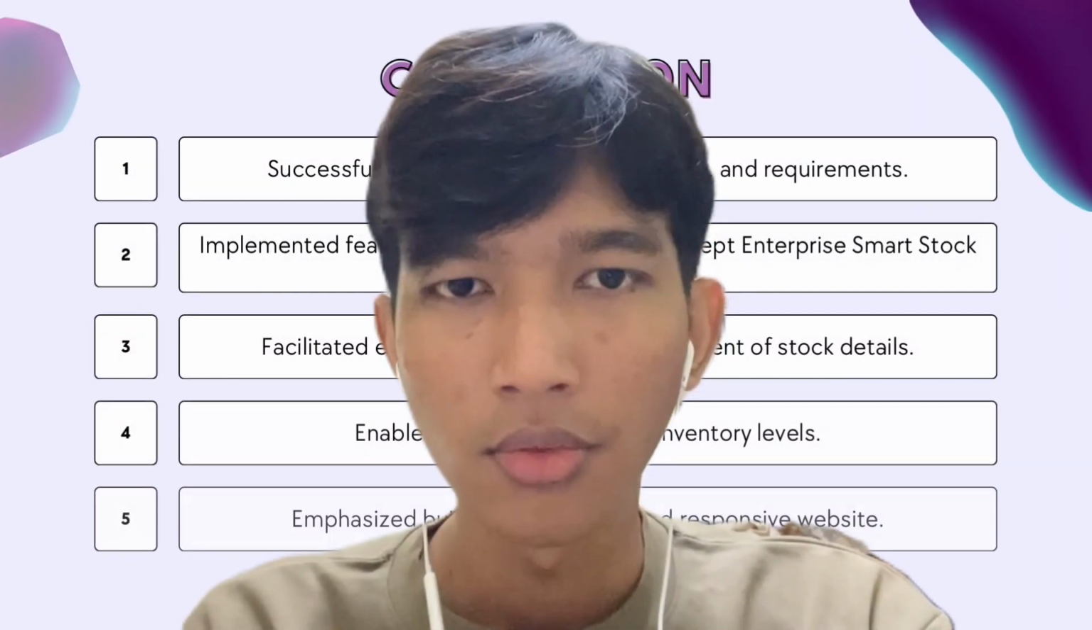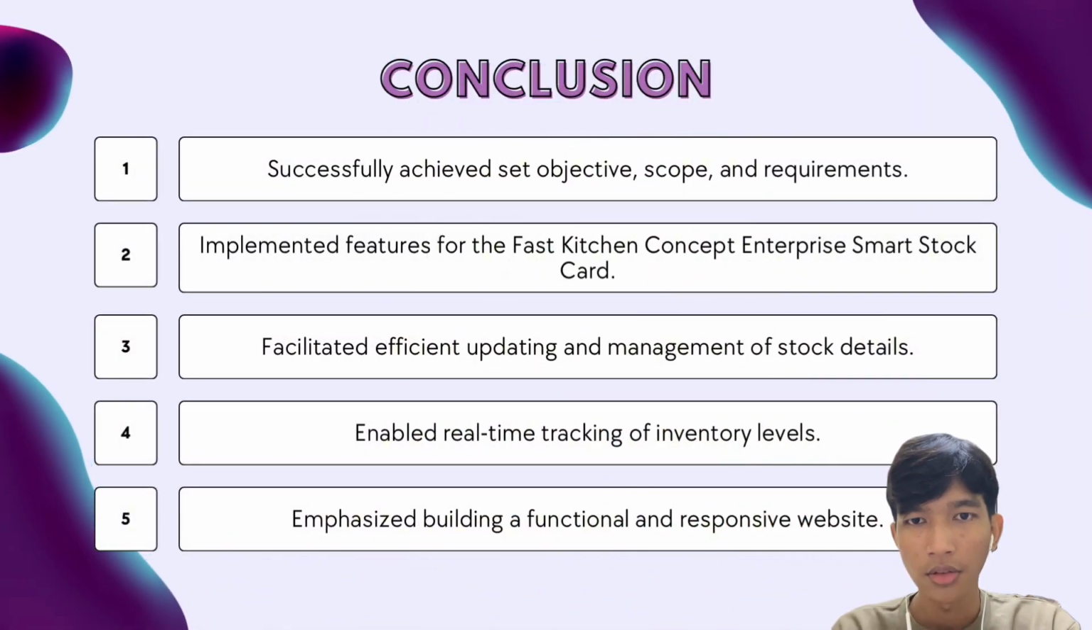For the conclusion, we have successfully achieved the set objectives, scope and requirements. We have implemented features for the fast kitchen concept enterprise smart stock card. We have facilitated the efficient updating and management of stock details, also enabled real-time tracking of inventory levels, and lastly emphasized building a functional and responsive website.